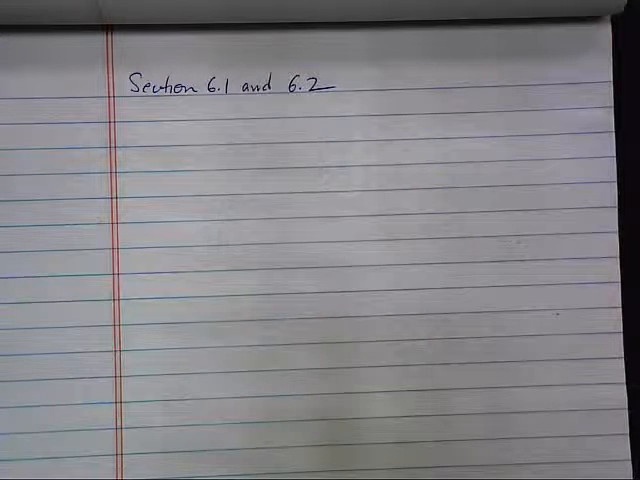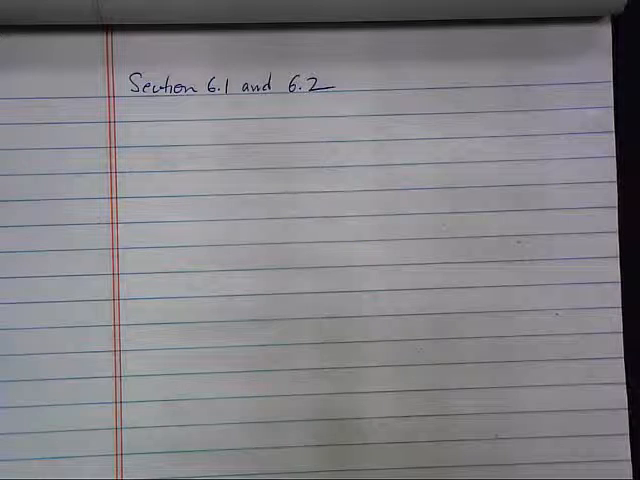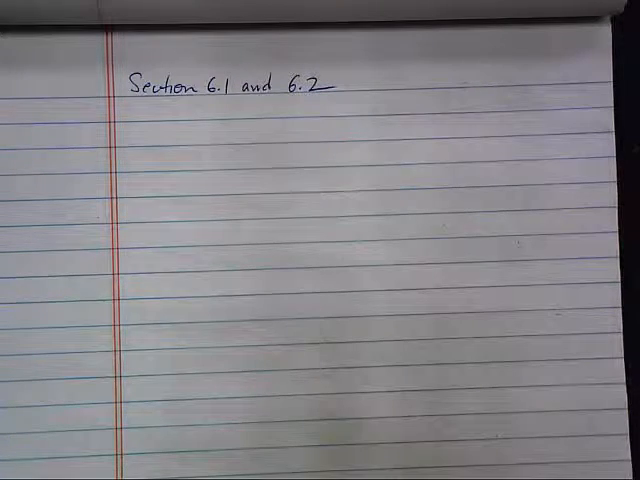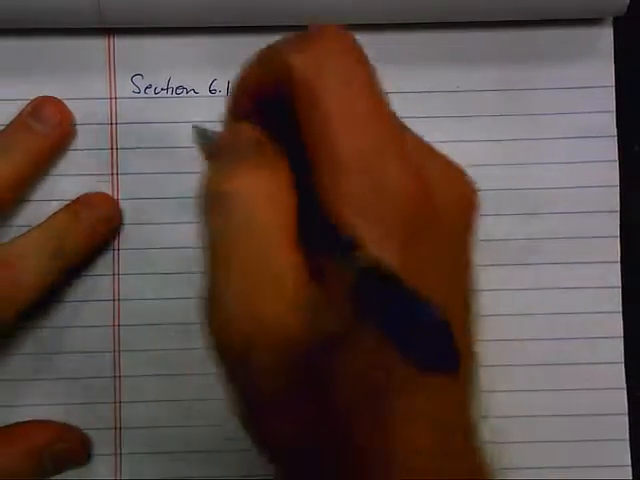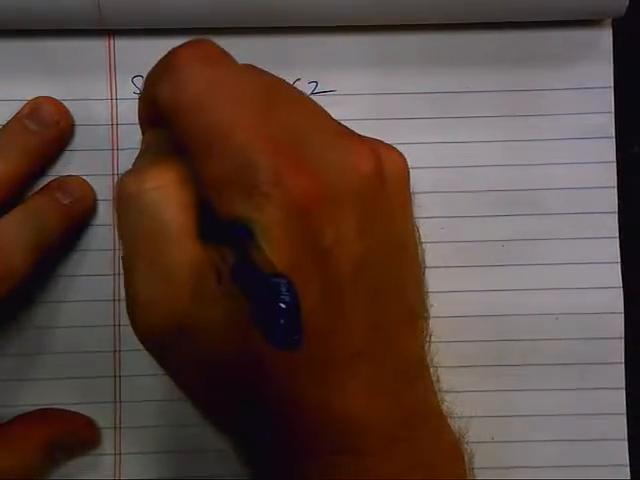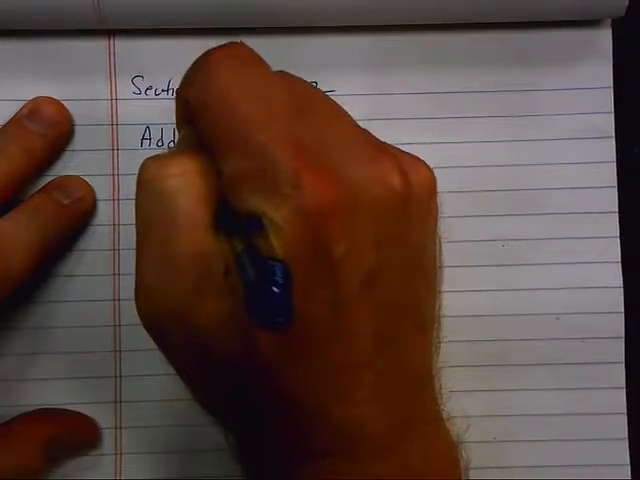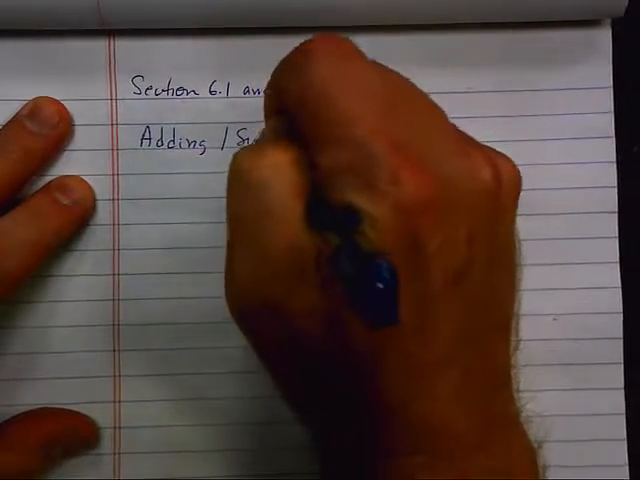Today we cover sections 6.1 and 6.2. I have good news about section 6.1 and 6.2. What's the good news? It's probably the easiest two sections in the whole book. That's the good news. Alright, so section 6.1, we're going to learn about polynomials, and we're going to learn about adding and subtracting them.